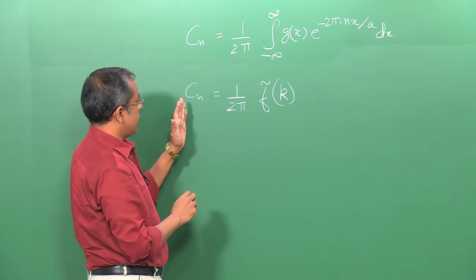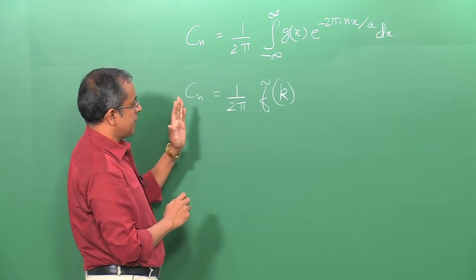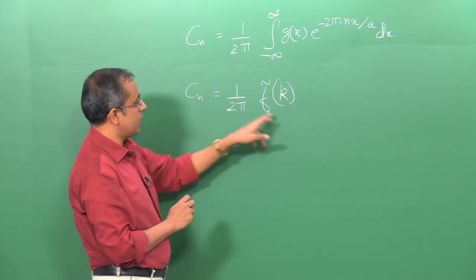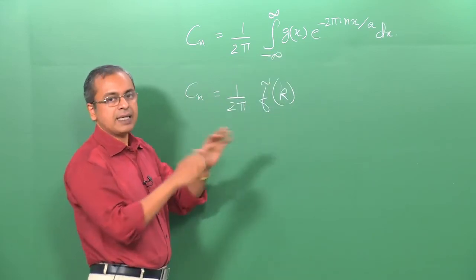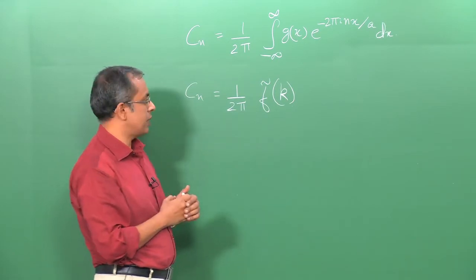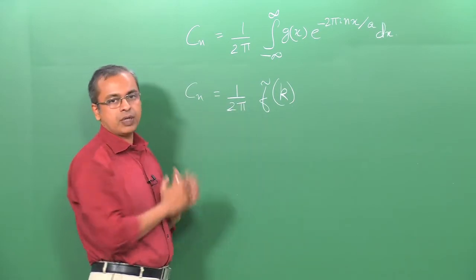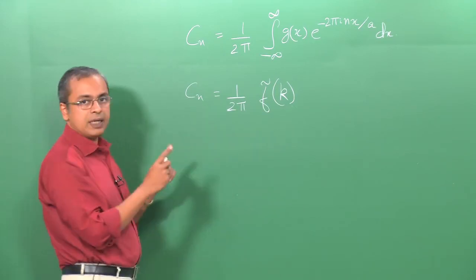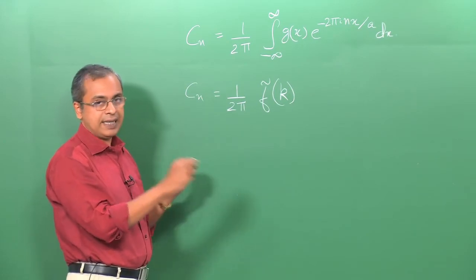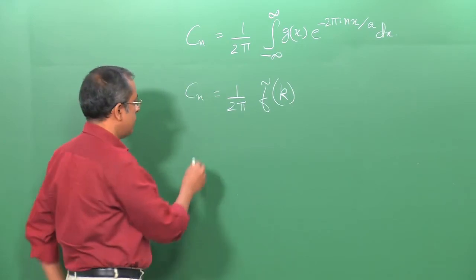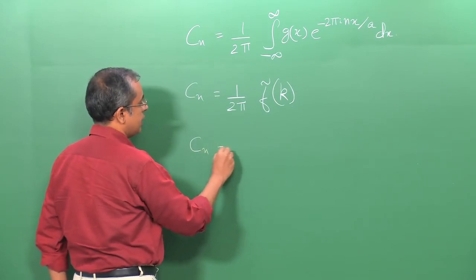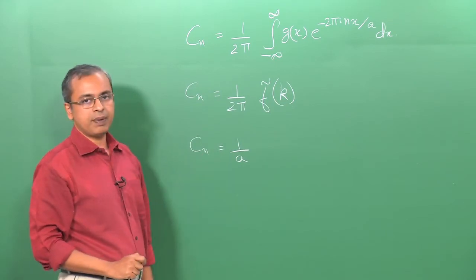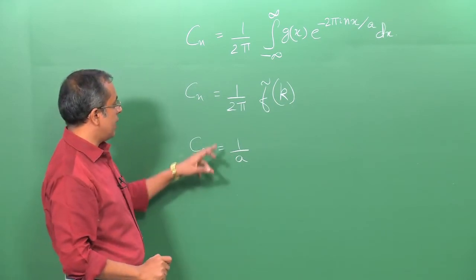So, these are the Fourier coefficients of the series that corresponds to a periodic function g of x, and they are now related to the Fourier transform of that function. That was the whole purpose of the Poisson summation formula, to relate the Fourier coefficients of a function to the Fourier transform of that function. Now, we also saw that for our periodic function, which is the one-dimensional lattice, C of n is equal to 1 over a for all values of n.